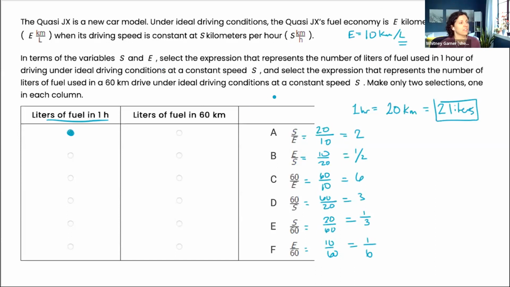All right, now I have to select the second one. I need to select the expression that represents the number of liters of fuel used in a 60-kilometer drive under the ideal driving conditions. Well, actually, I don't even need to back up to this hours one because I already know the distance. If I go 60 kilometers, that's 6 liters, according to my story that I've invented. And so now I look for the answer that matches 6, and off I go.